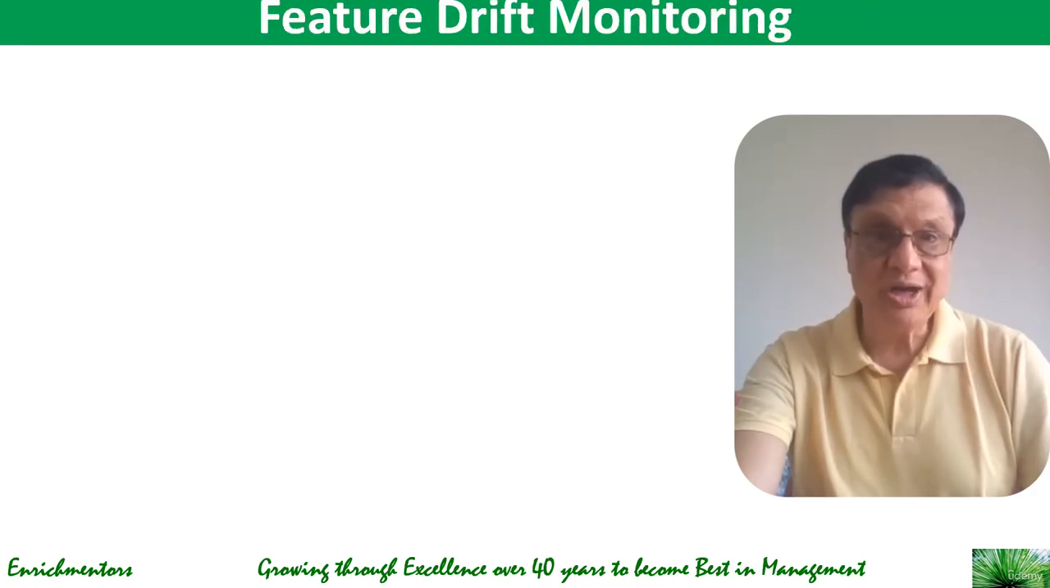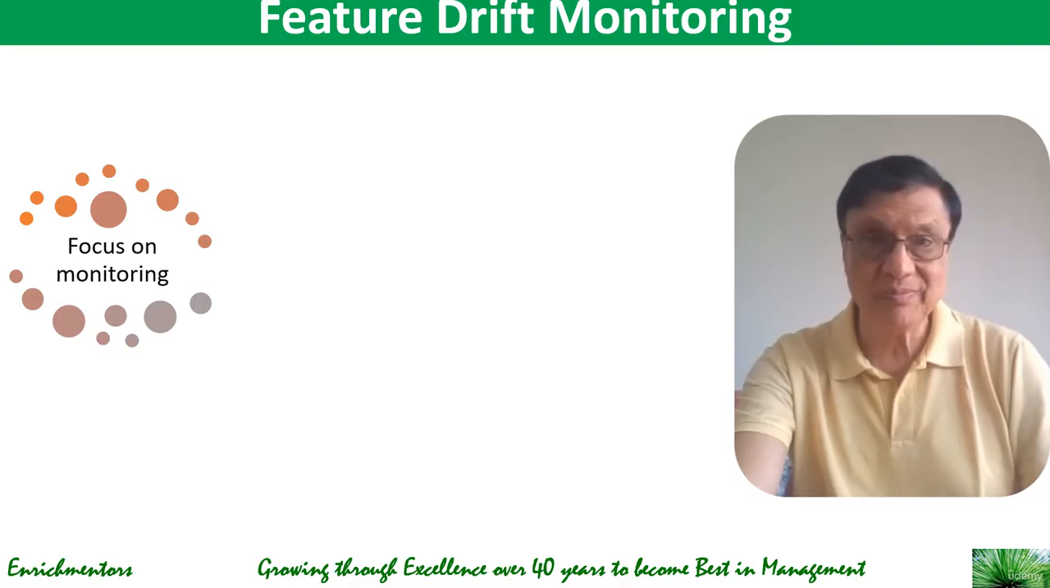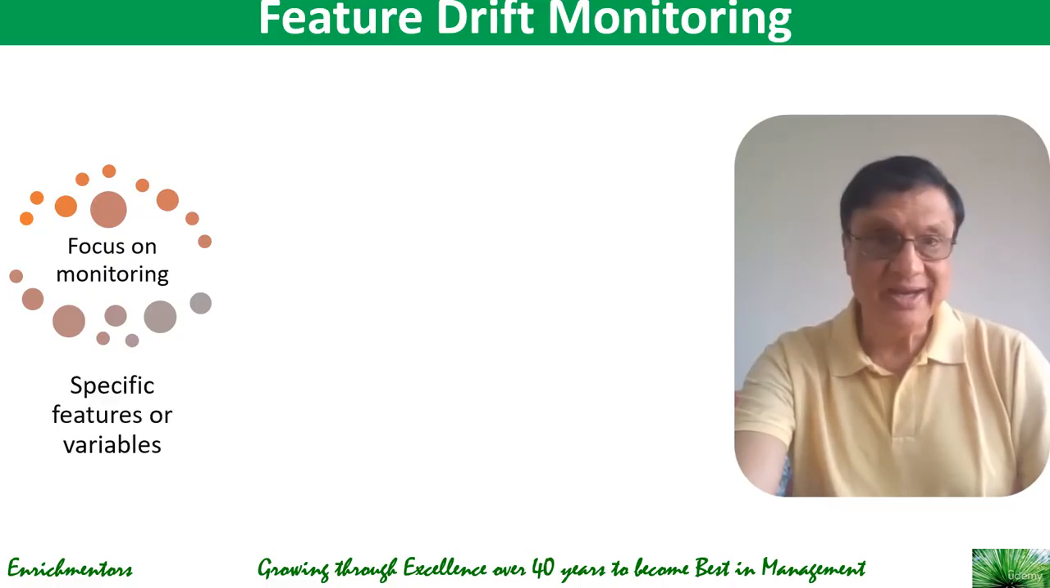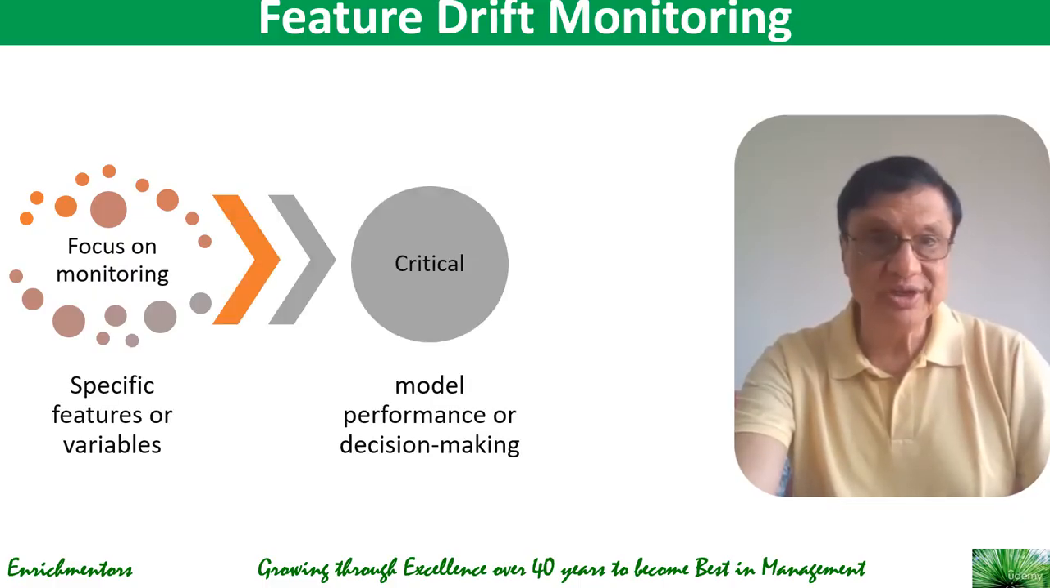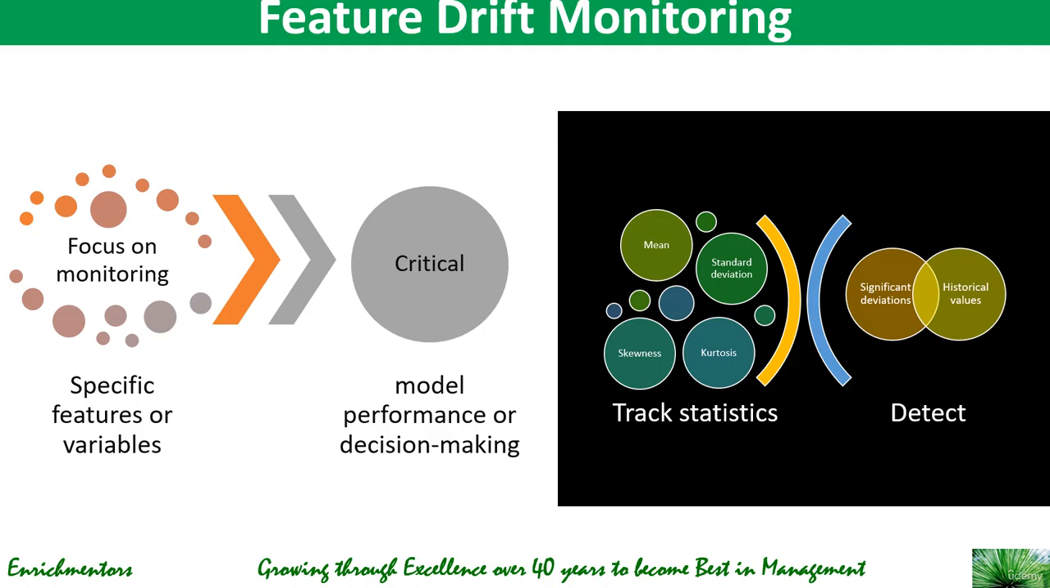Then you can do what is called feature drift monitoring, focusing on monitoring specific features or variables that are critical for the model. And in that, what you need to do is to track statistics such as mean, standard deviation, skewness, and kurtosis of the feature distributions over a period of time, and detect significant deviations from historical values.